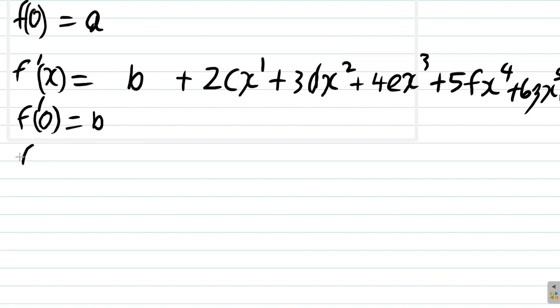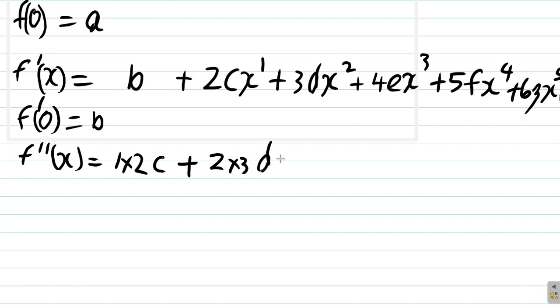Alright, so f double prime of x equals, when we differentiate b, we get 0. So this is 0. Alright, let's put this here. 1 times 2, 1 by 2 c x to the 0. But x to the 0 is 1. So it's 1 by 2 times c plus 2 times 3, power rule. So this now is 2 times 3 d x to the 2 minus 1 is 1. So it's x to the 1.